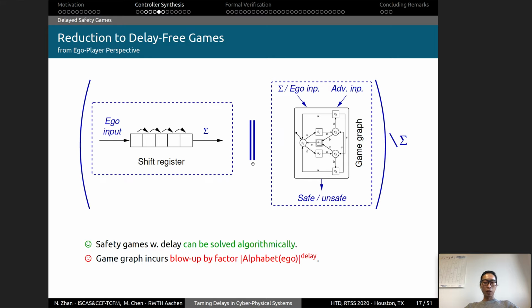This is usually done by computing the fixed point of a set of unwinnable states. Then if at the end the initial state is unwinnable, the player doesn't have a winning strategy. Okay, but this reduction also has a negative side, which is obvious because such a reduction may incur some blow up of the state space. In this setting, the blow up would be exponential in the magnitude of delay. So later on, you will see an efficient synthesis algorithm that tries to reduce this blow up.